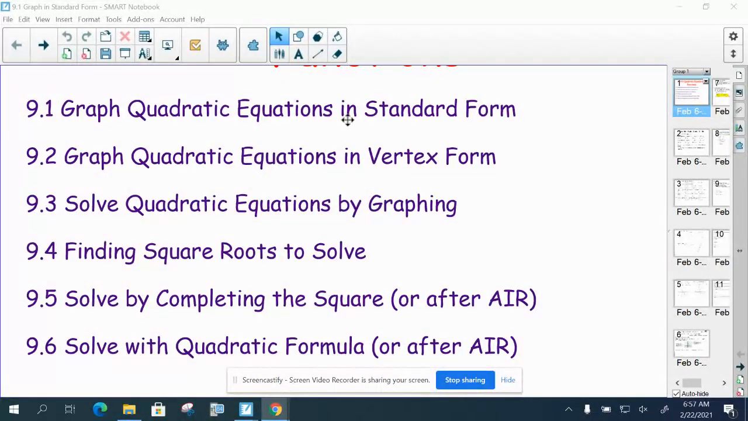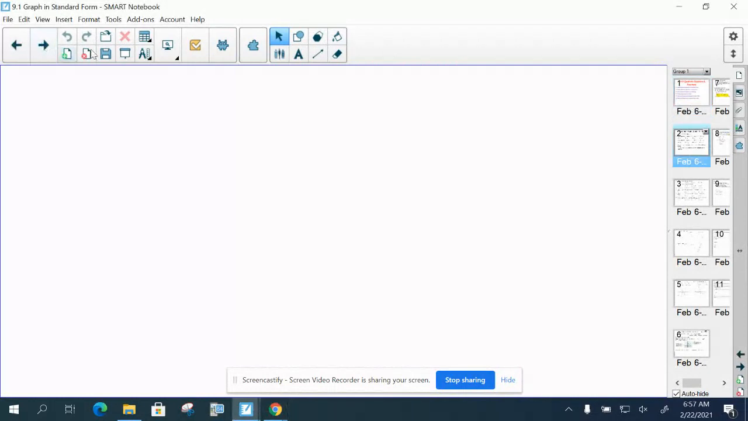So we're going to learn how to graph quadratic equations in different forms, learn how to solve equations by graphing and using your graphing calculator, learning how to take the square roots to solve, and then also completing the square and quadratic formula. We might save that for after AIR though, just so that we have time to practice for the AIR testing in April.